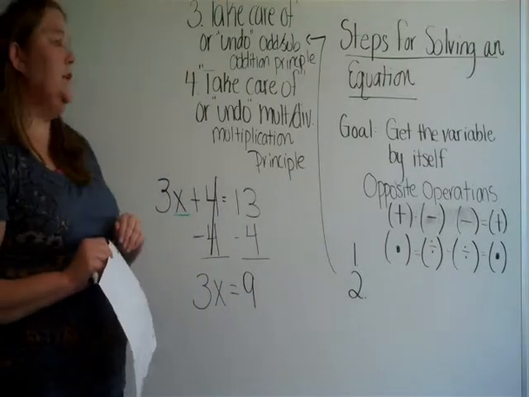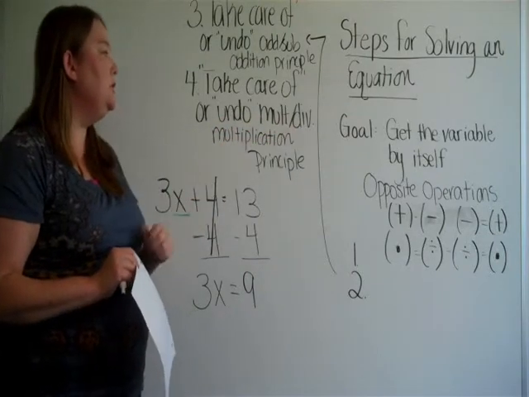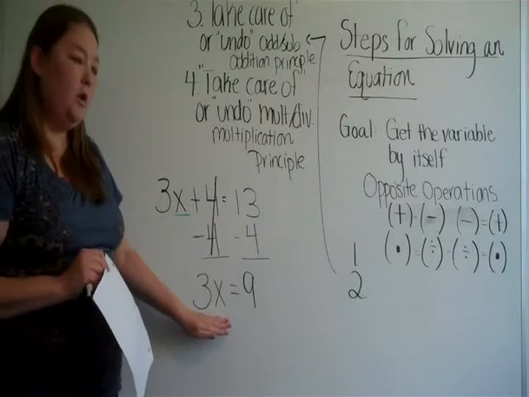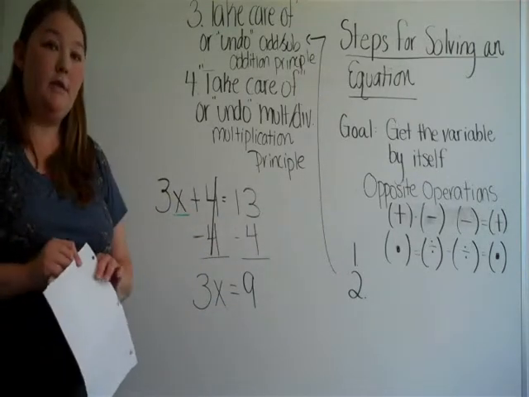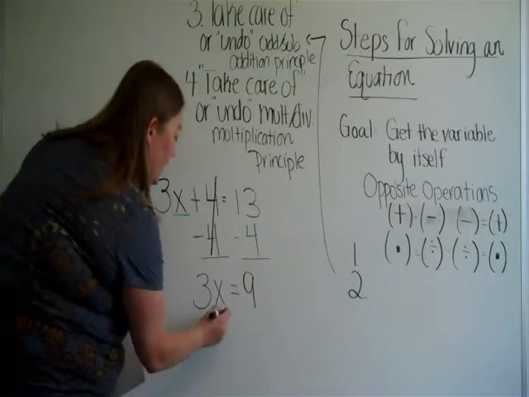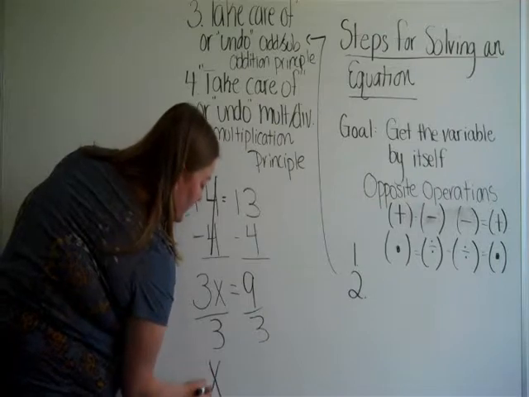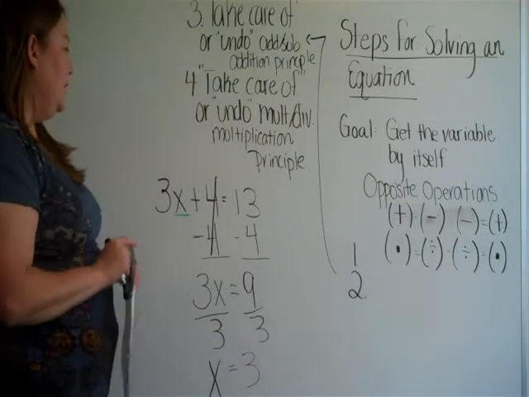Step 4 then says I take care of or undo the multiplication or division left in the problem. I see that 3 is being multiplied by x. The opposite of multiply by 3 is to divide both sides by 3. And this gives us that x equals 3. Okay?